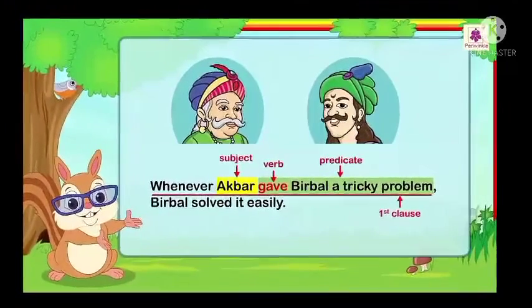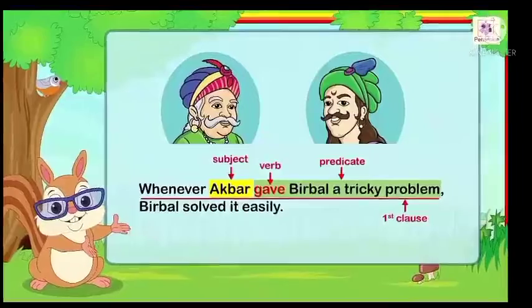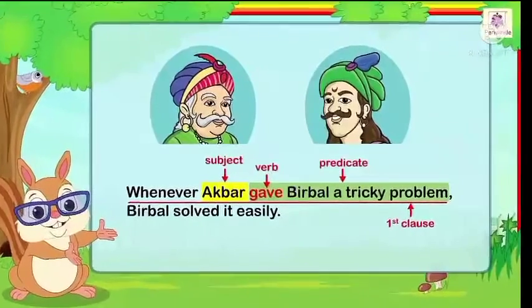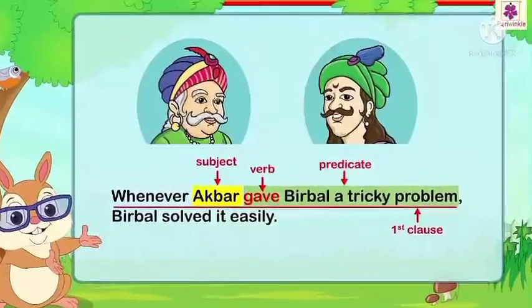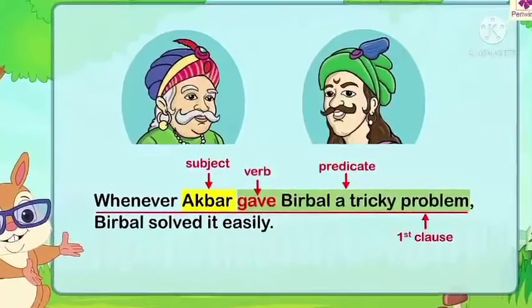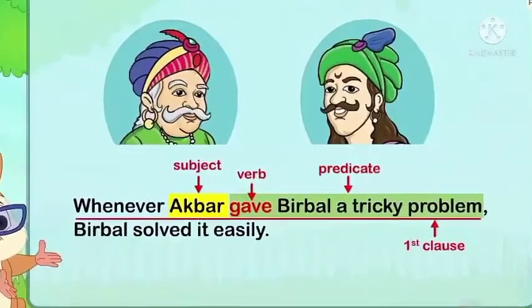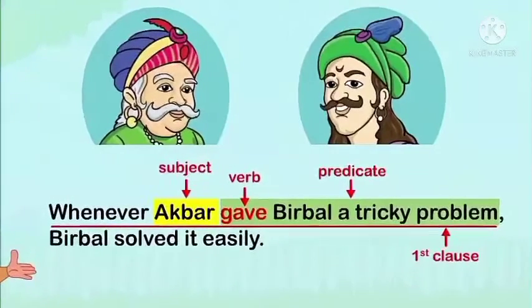Now see, whenever Akbar gave Birbal a tricky problem, Birbal solved it easily. Here Akbar is the subject, gave is the verb and gave Birbal a tricky problem is the predicate. So it is the first clause.